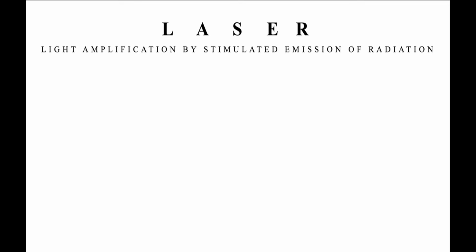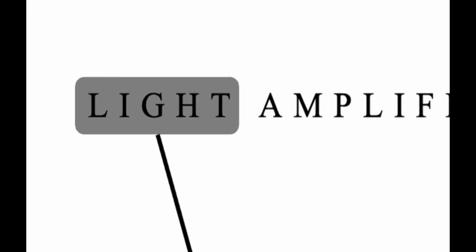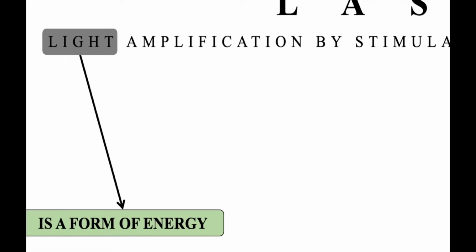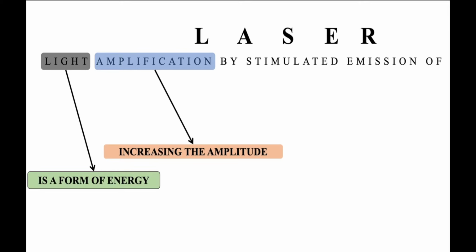Starting with light. What is light? Light is a form of energy. Now, we are going to amplify it by an amplification process. What will happen in the amplification? We are increasing the amplitude of the light, which is nothing but increasing the energy.